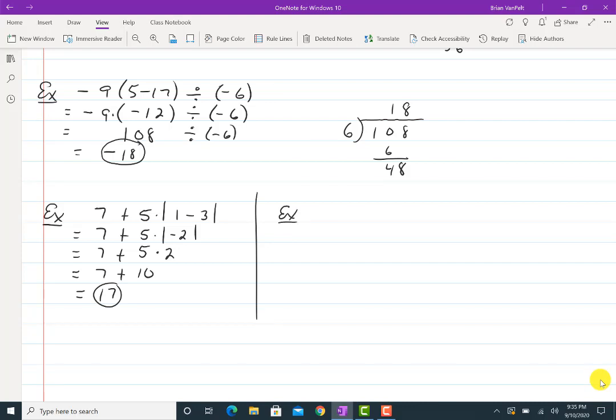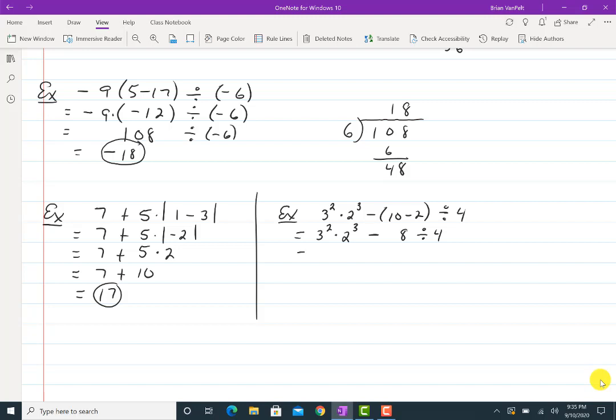Next, 3 squared times 2 cubed minus 10 minus 2 divided by positive 4. So this time I'll do the parentheses first. So I'll get 3 squared times 2 cubed minus 8 divided by 4. Then I'll do the exponents next.